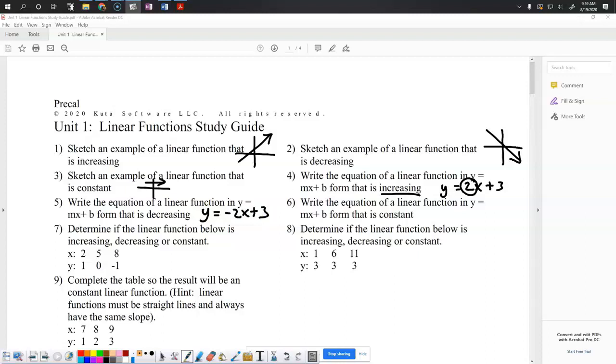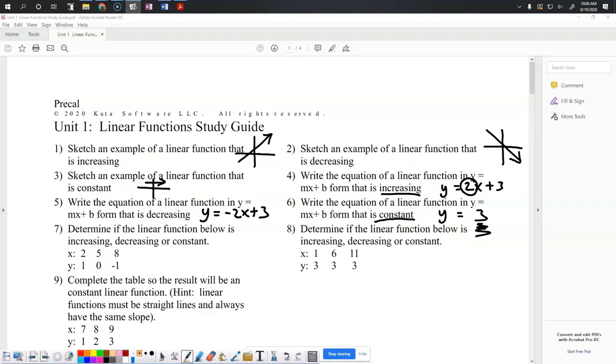Now, one that's constant is one where technically the number in front of the x is a 0, so we don't even bother writing the x term. And we just have the constant there. So it doesn't matter what this number is, so long as there's no x in the problem, it's y equals a number, that would be a constant function.